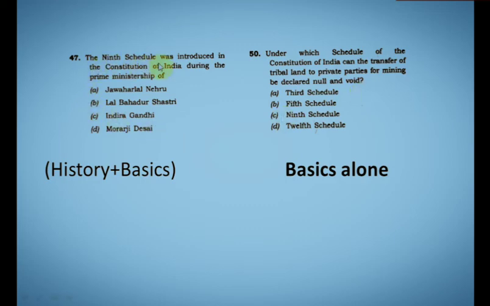See, this one: the 9th schedule was introduced in the Constitution of India during the Prime Ministership of whom? You should have an understanding of what the 9th schedule is, and when you know what it is, then you will understand what time it could have come. You know the order, right? Jawaharlal Nehru was the first, so it couldn't have come at the time of Indira Gandhi or Morarji Desai. So by elimination also you can solve it, but the probability will be less. So you should have an understanding of post-independence India more nowadays in order to solve your polity paper.